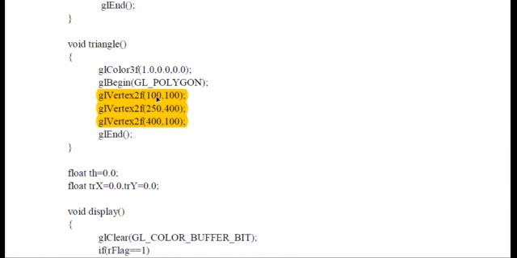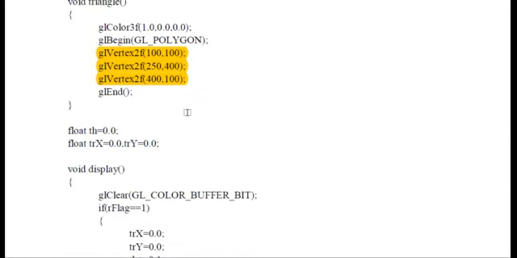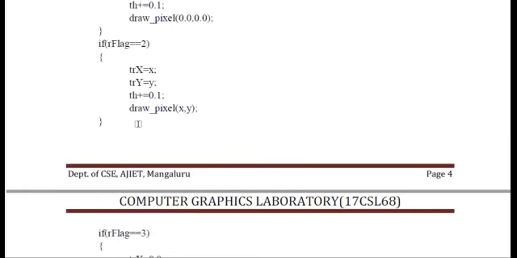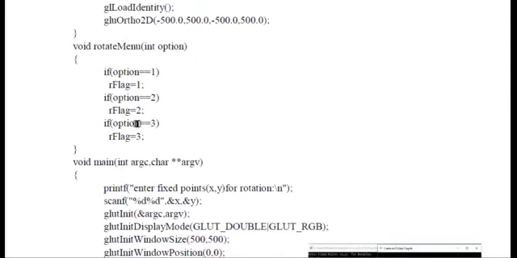So you have x and y coordinates as 100, the second x and y coordinate 250, 400, third x and y coordinate is 400 and 100. Okay, and we are going to use some variables, that is th, which is nothing but theta, which holds the value of angle of rotation, and then we have trx and try, which holds the value of translation of x and y values. Okay, next we'll move to the main function there.